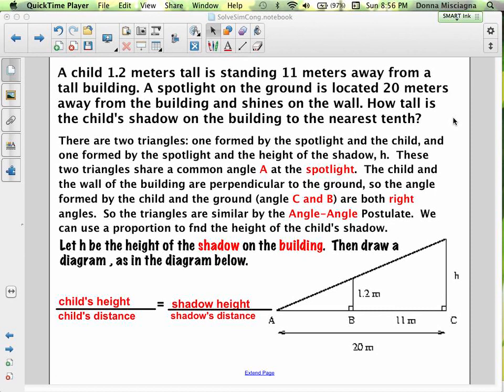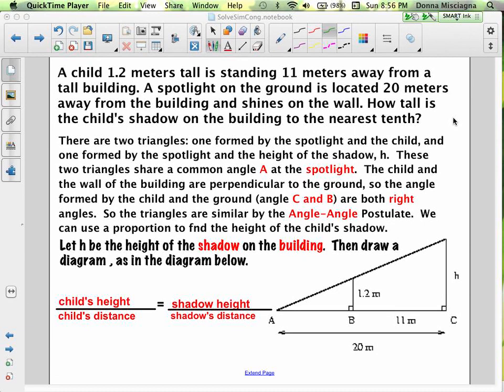All right, so let's get a picture of this. There might not be a picture. If there's no picture, you have to draw it. So let's take a look at the diagram that we have here and go through it, so that if there is no picture, you could draw it. A child 1.2 meters tall is standing 11 meters from a tall building.